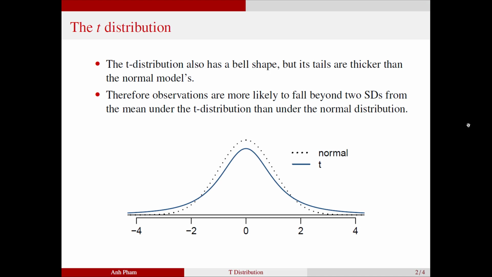So this is how the t-distribution looks compared to the normal distribution. The t-distribution is a solid curve and the normal distribution is a dotted curve. As we can see, the solid curve, or the t-distribution, has a fatter tail than the normal distribution, or the dotted curve.